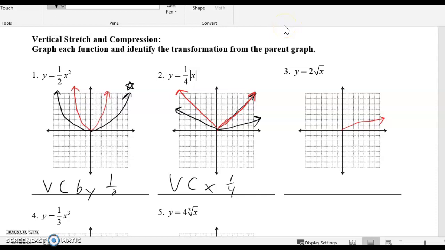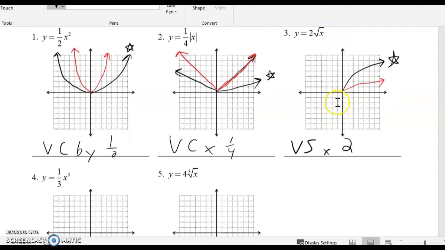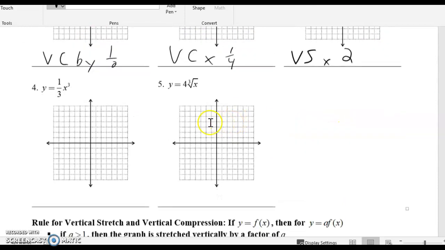Notice the 2 is going to make the graph grow faster. If I gave you so much money and then multiplied it by 2, it would grow up faster. So my new graph looks like that. I forgot to highlight or star my final answer over here. So this is a vertical stretch by 2. We're stretching the graph by doubling it. So this is a vertical stretch or compression. This is a vertical stretch.